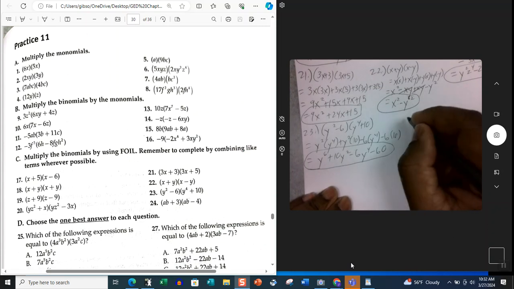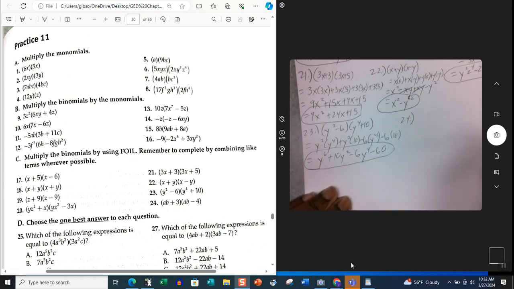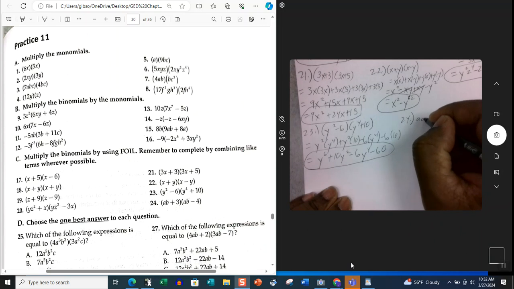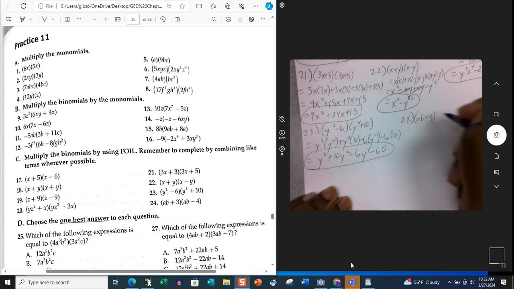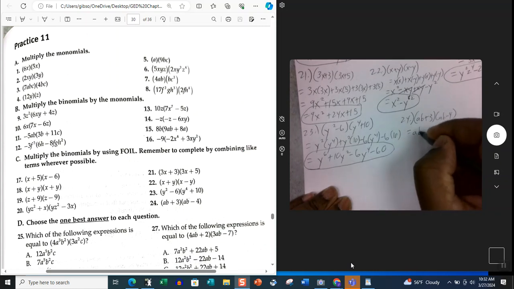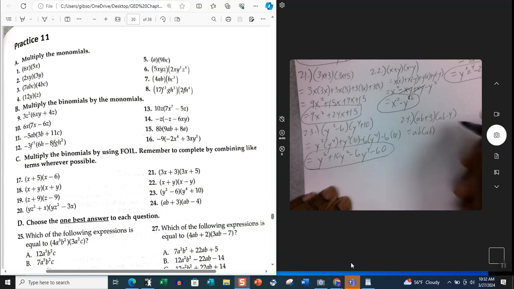Okay, problem 24. We had ab plus 3. We had ab minus 4. So you add ab times ab plus ab times a negative 4 plus 3 times ab plus 3 times negative 4.